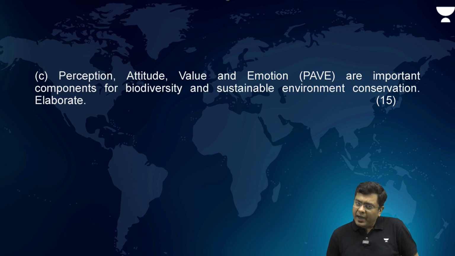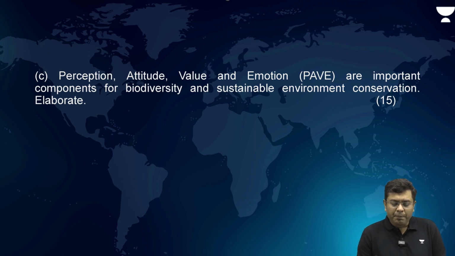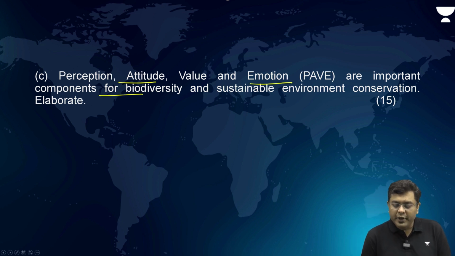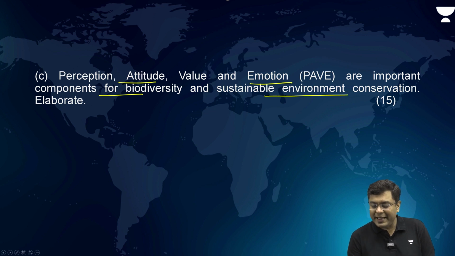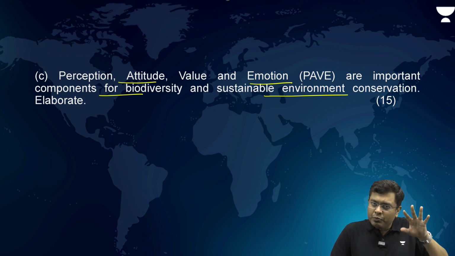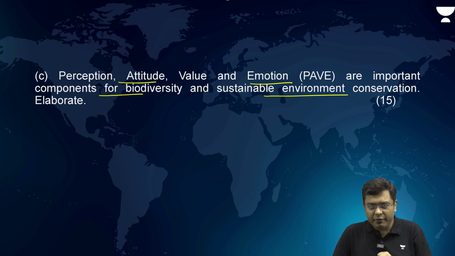Then, another question which was repeated. So, perception, attitude, value and emotion, PAVE, are important components of biodiversity and sustainable environment conservation. Elaborate. Now, here, if you are not intimidated by the term PAVE, if you manage to look through those terms and understand the meaning of it, then this becomes an easy question.